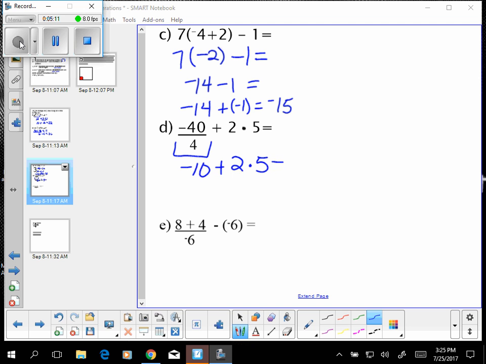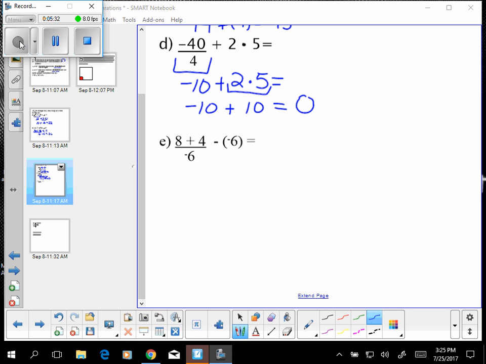I'll copy the rest of the problem down. You'll note that there's a multiplication here, so I have to do that part next. Negative 10 plus 10 is going to equal 0, because the only thing I have left to do is addition.